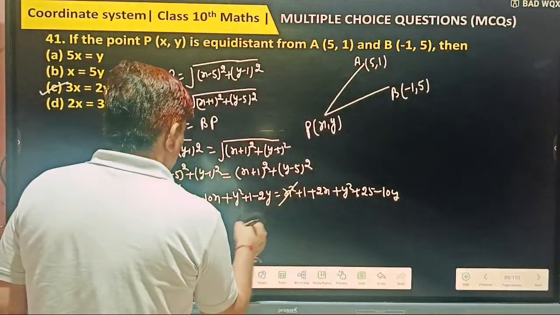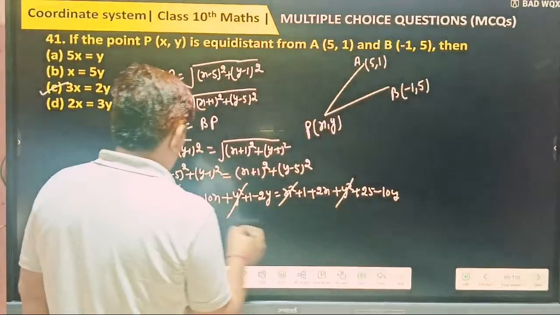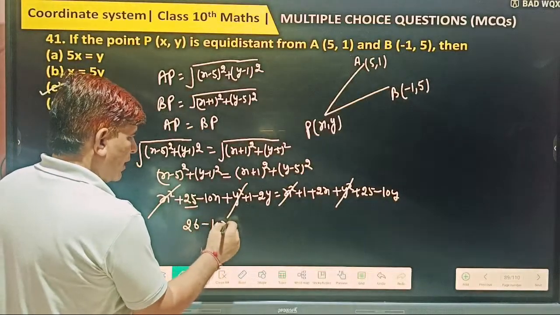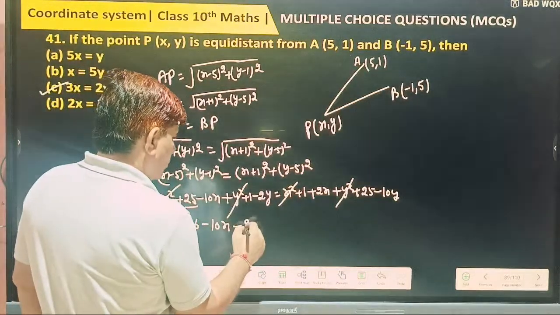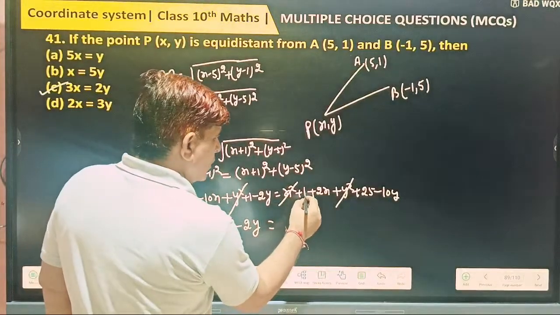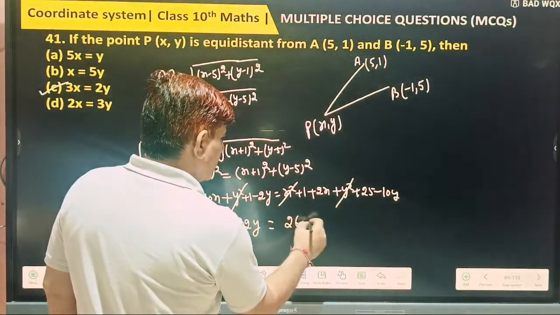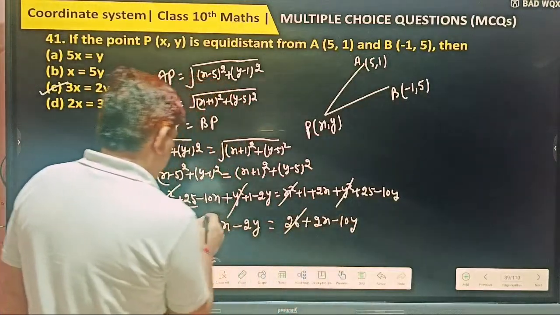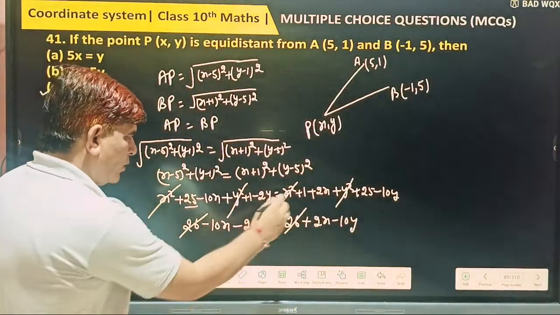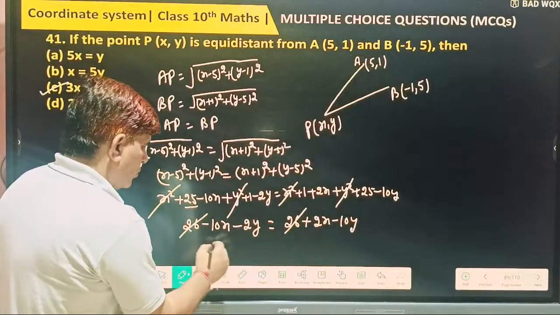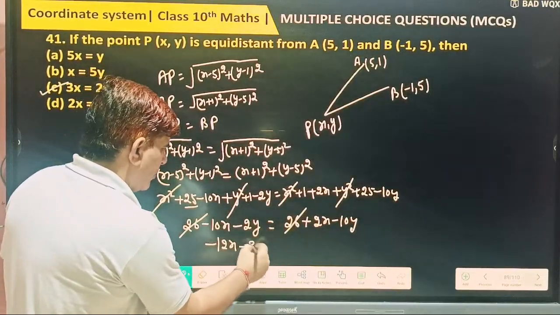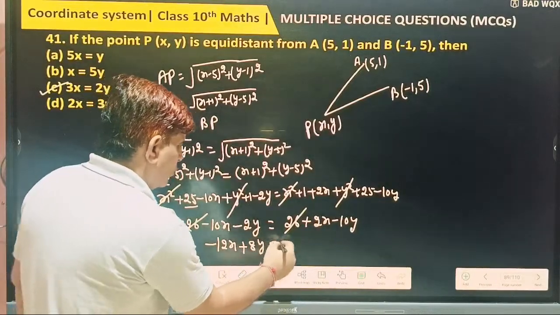So x square cancels x square, y square cancels y square, 25 plus 1, 26, minus 10x minus 2y is equal to 1 plus 25, 26 plus 2x minus 10y. You can check this, definitely they are cancelled. Bring 2 on this side. So minus 12x, and minus this plus becomes plus 8y, equal to 0.